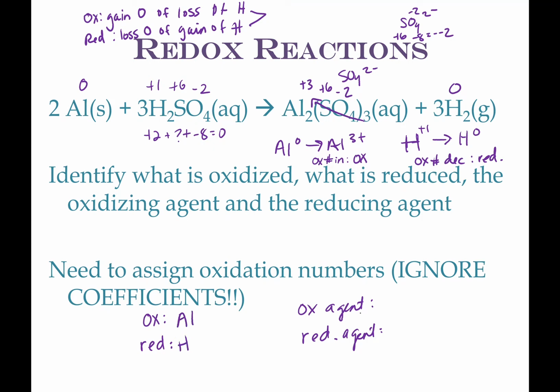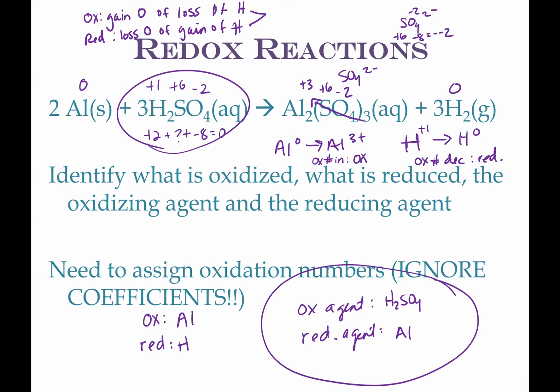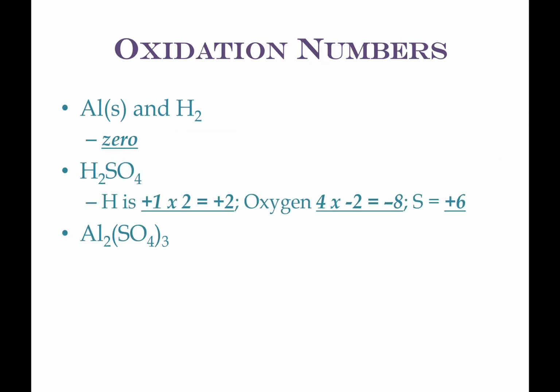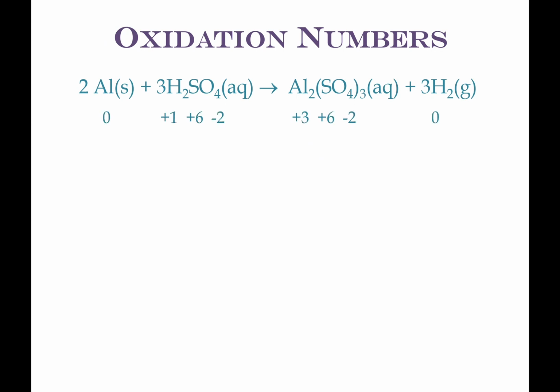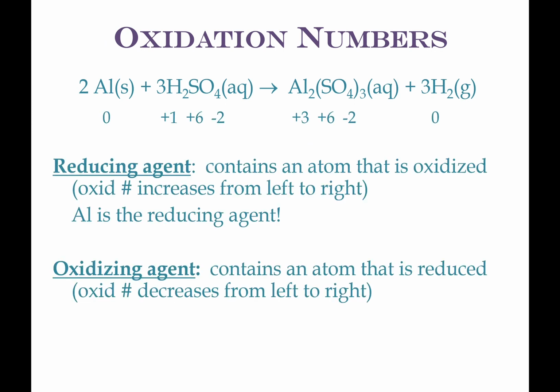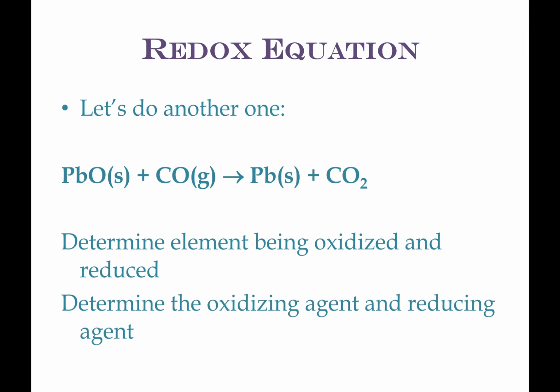The oxidizing agent contains the element reduced, so we look back here, H2SO4. The reducing agent contains the element oxidized, so that would be aluminum. Definitely some things you're going to want to practice and do, because especially the agents are counterintuitive. Try another one. Pause it.